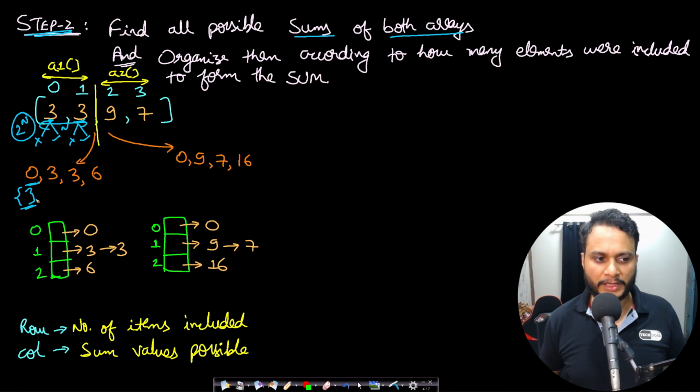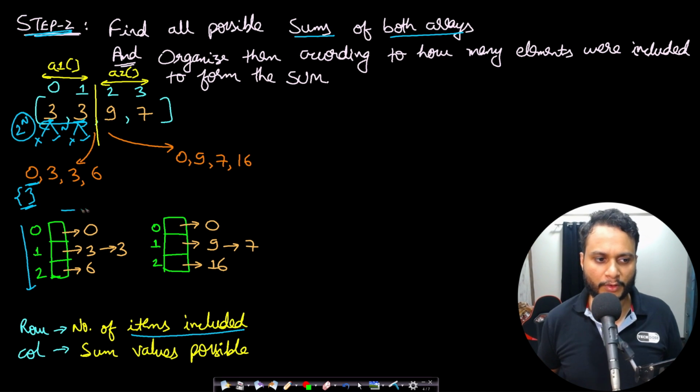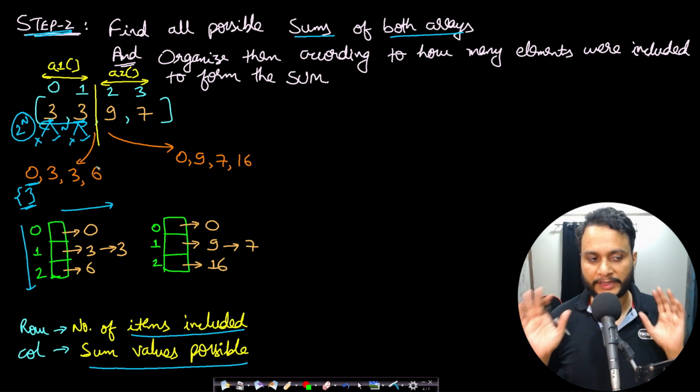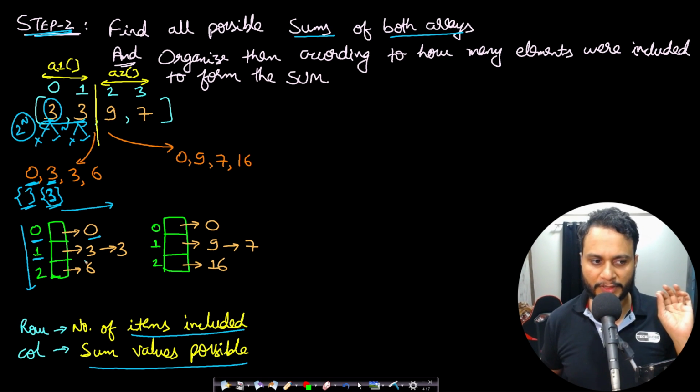Okay, so if I have to make an array list, that means a list of lists where the rows denote the number of items included and the columns denote the sum values which are possible, then I will create a dynamic list of lists, and there I will say that for 0 items included, my sum can be formed as 0. Similarly for these 3, let's say you had included the first 3 to form this 3, then a single item was included to form a sum 3. So in row number 1, I will push 3.